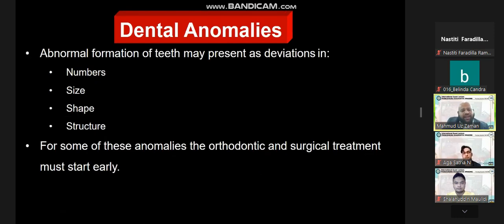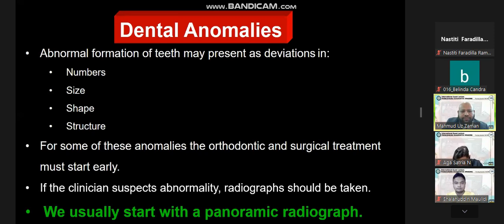Sometimes there is a history of anomalies. Sometimes there is a familial history of anomalies. Sometimes there is a formation of the tooth, the number, size, shape, and structure. So depending upon your clinical diagnosis, you will go for radiographs. Usually for dental anomalies, we go for panoramic radiograph. Okay. Sometimes there is an impacted tooth, sometimes a delacerated tooth, surgical treatment may start early, but then you will go for panoramic radiograph.